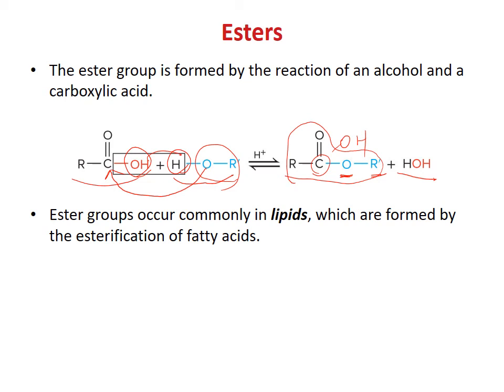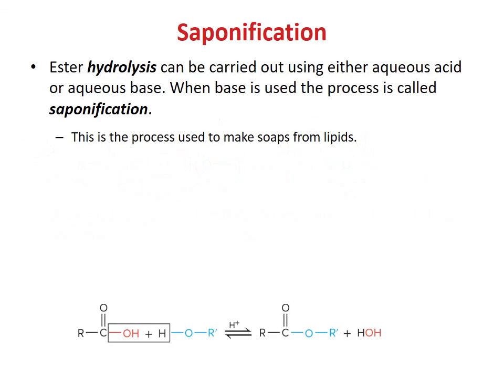Okay, ester groups occur commonly in lipids, which are formed by esterification of fatty acids. So this reaction is called the Fischer esterification reaction. A carboxylic acid and an alcohol form an ester. This R comes from the carboxylic acid, and this R prime comes from the alcohol. We just showed the esterification reaction where a carboxylic acid and alcohol give an ester and water.